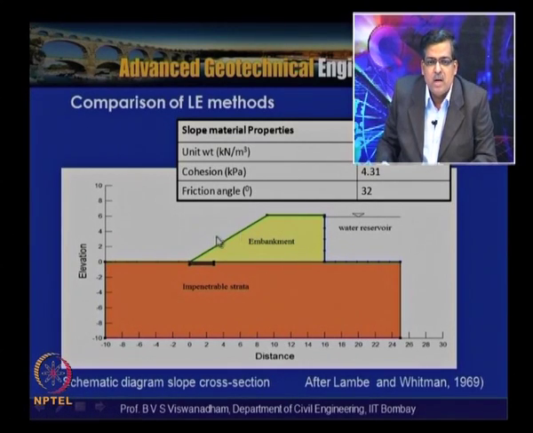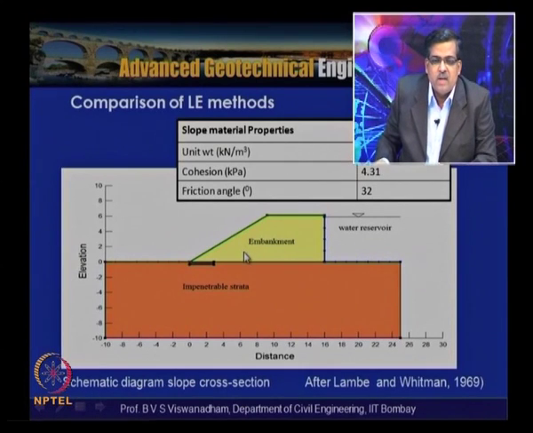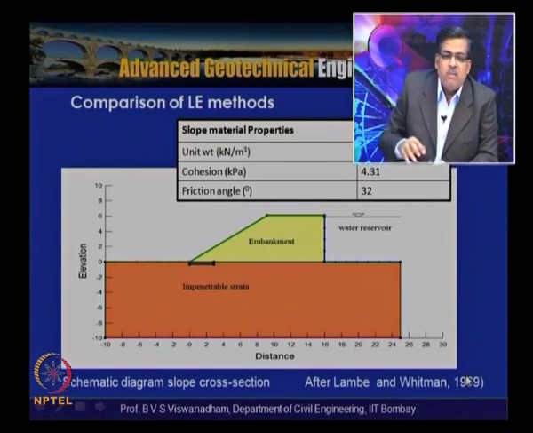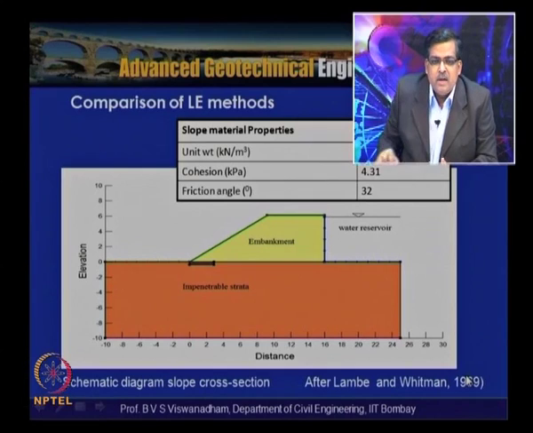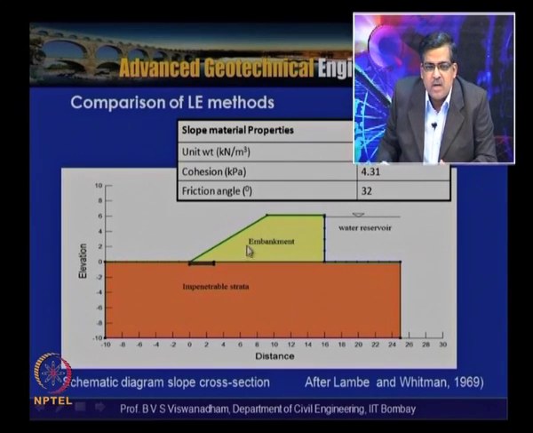So the slope inclination is about 1 vertical to 1.5 horizontal, and this is an example after Lambe and Whitman. Assume that there is a drainage layer at the base. This is the filter layer having very high permeability compared to the embankment soil.